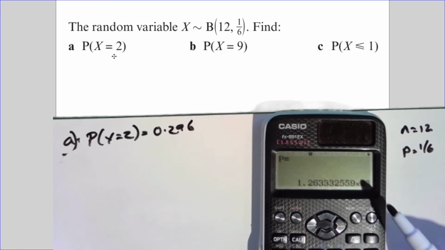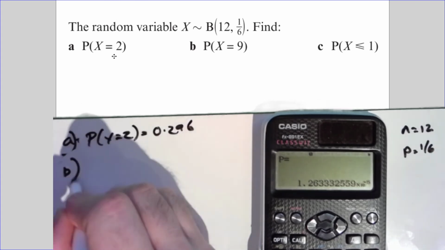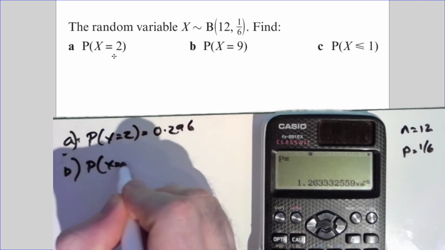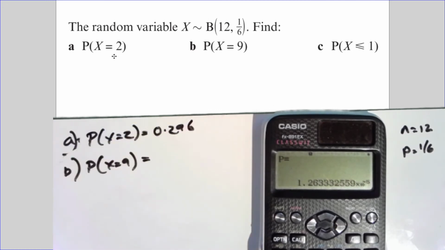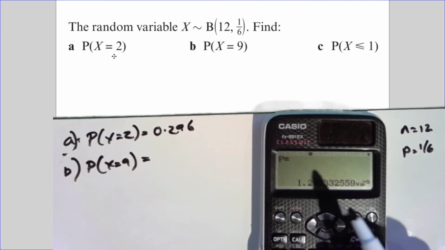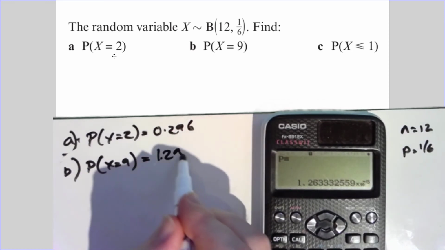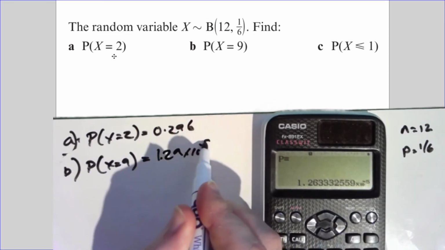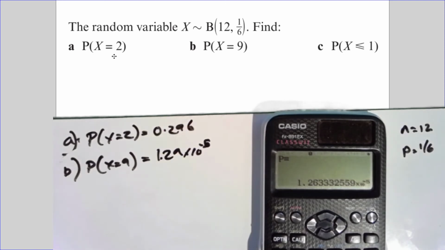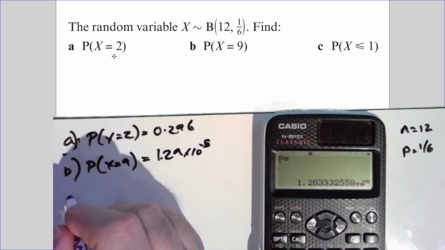Actually, this is a standard form number, so this is very unlikely. If you've got a 1/6 chance of success and you're only doing it 12 times, to get 9 of these is going to be incredibly unlikely. So B, probability x equals 9 is 1.29 times 10 to the minus 5. So this is very unlikely.